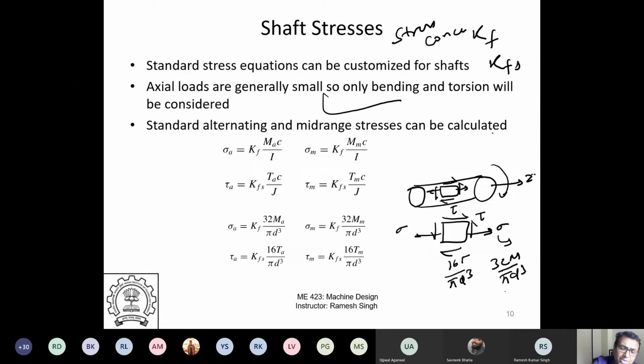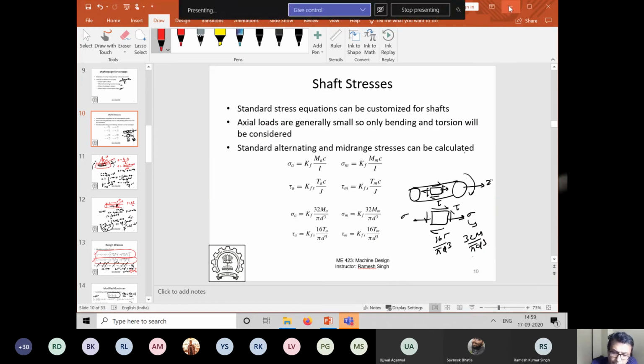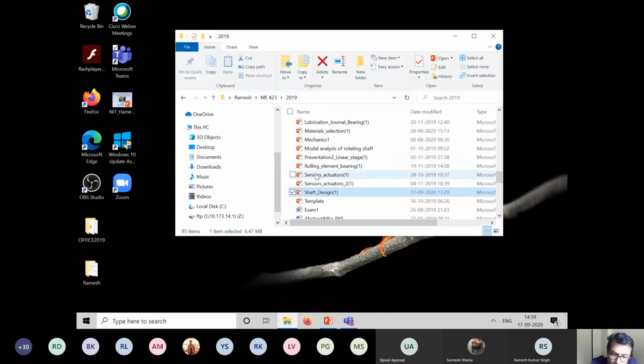If you remember, I showed you both in the numerical problem and also in the fatigue section. Let me go ahead and pull that up. Fatigue.